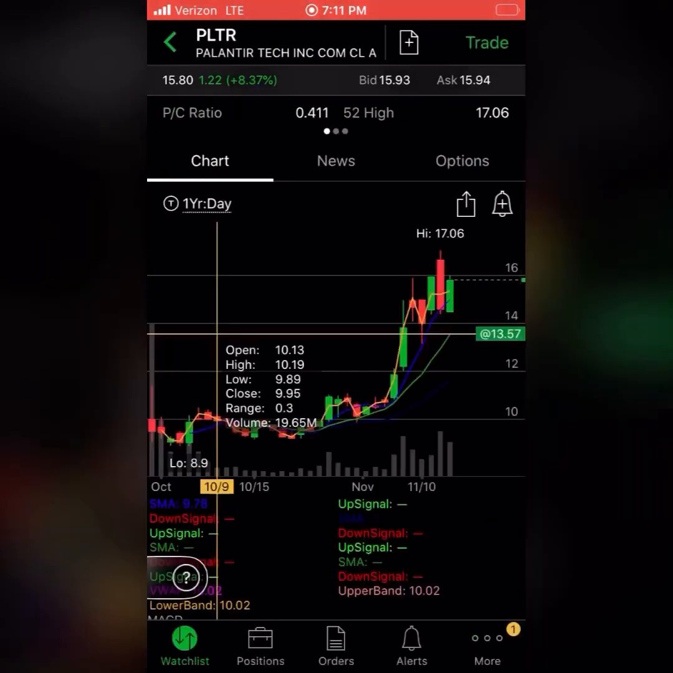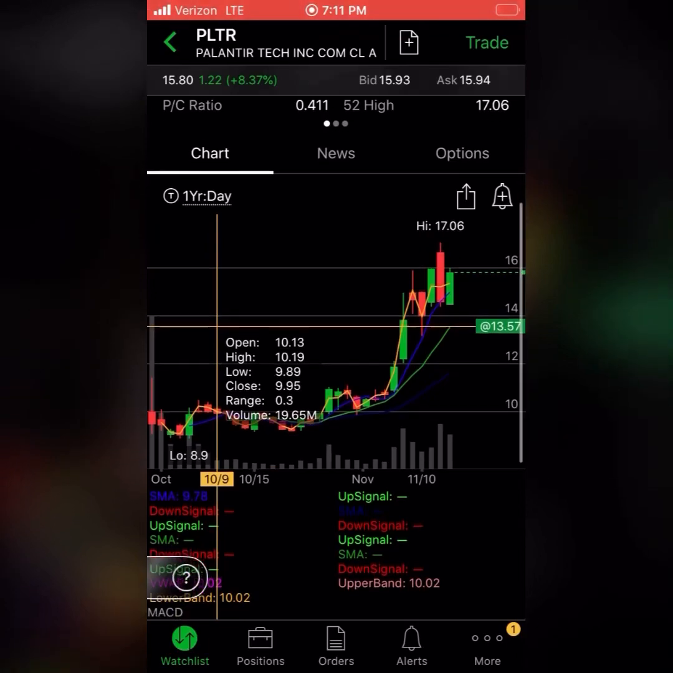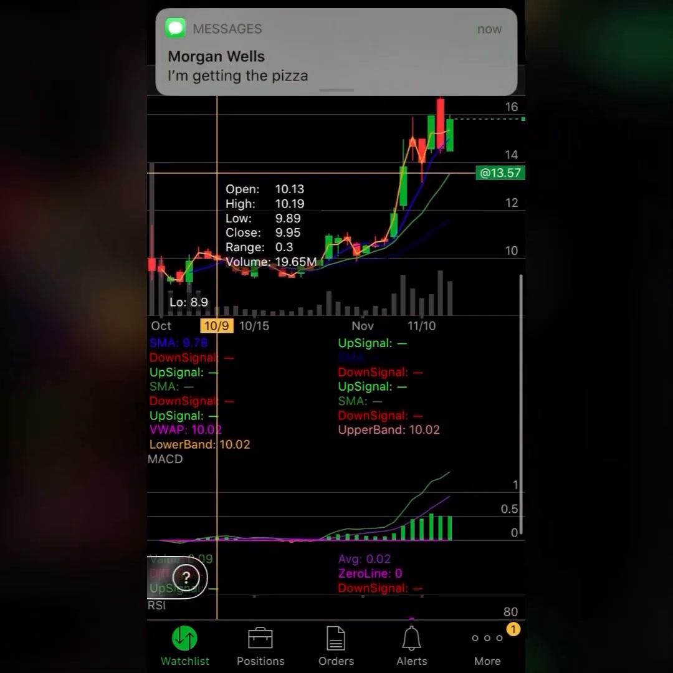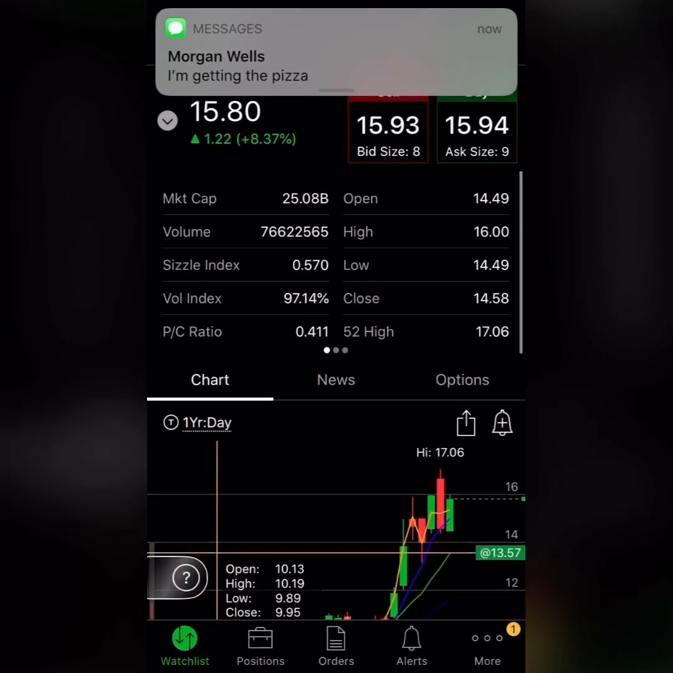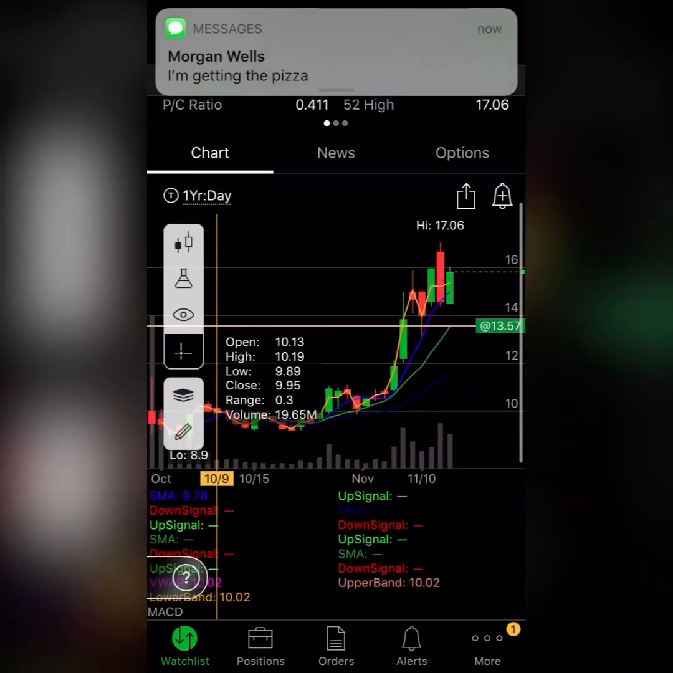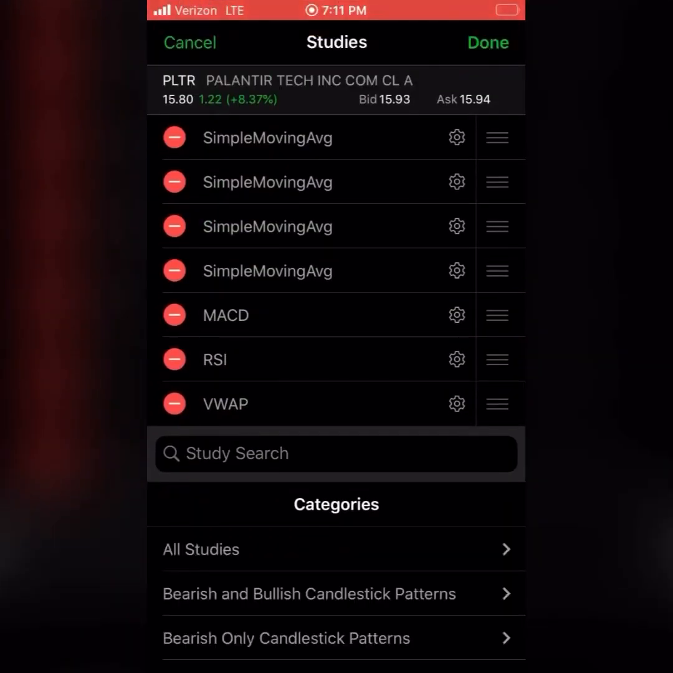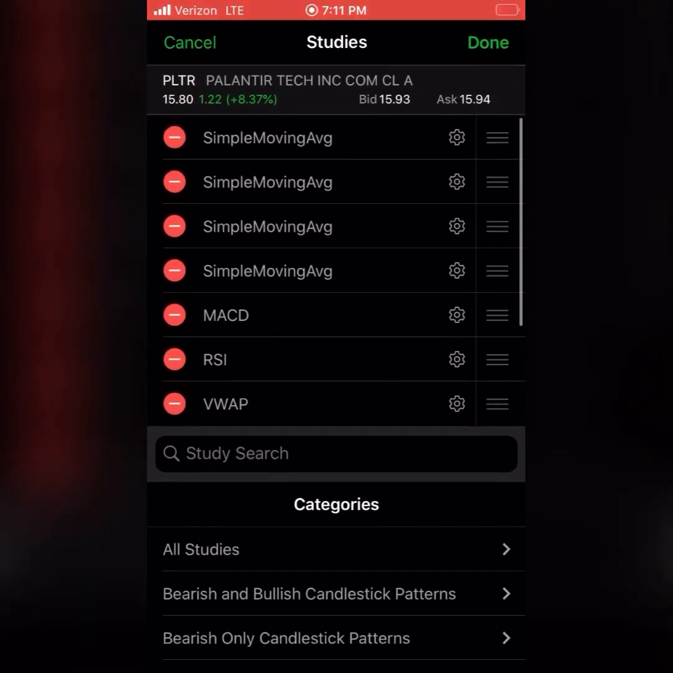So now we're going to hit done, and we should have beautiful little lines here. Nope, something went wrong with that. Give me just a brief moment here. Technical difficulties.